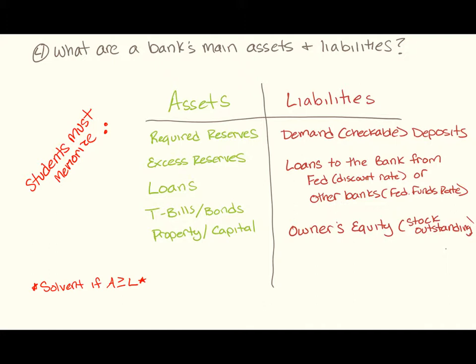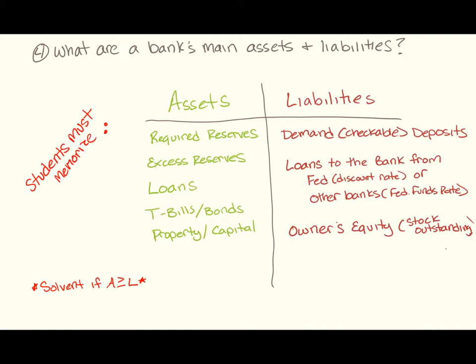So let's start with the assets column. The two big things, and the most important things that the kids will find on the assets column, are your two different sets of reserves. So you're going to have required reserves, which is the percentage of demand deposits the Fed requires the banks to hold on to when they set the reserve requirement. So required reserves should always be some percentage of demand deposits, which you'll find in the liabilities column.